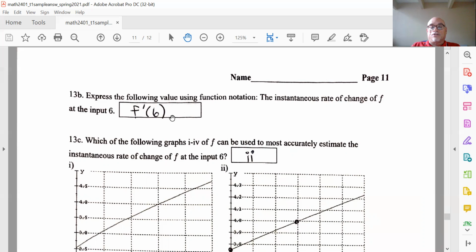So this is a very easy question. You just write down f prime of 6. So instantaneous rate of change corresponds to prime in the function notation. Keep that in mind.